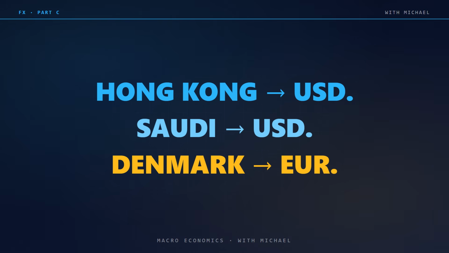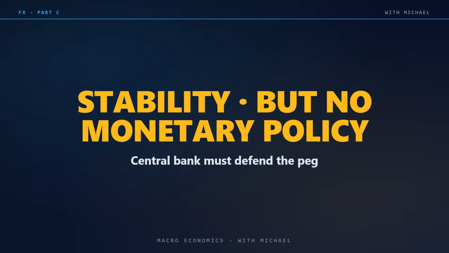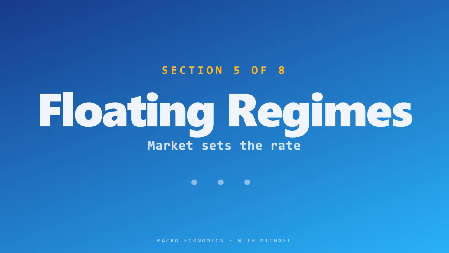Section 5. Floating exchange rates. Other countries let their exchange rate float freely. The market determines the rate. The central bank focuses on inflation targeting or other domestic goals. The United States, Eurozone, Japan, the United Kingdom, Canada, and most major economies operate floating regimes.